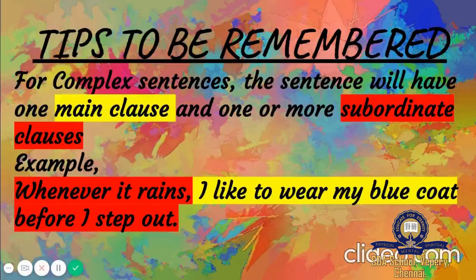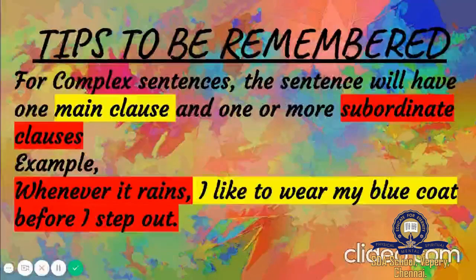Good. I hope now you all have understood what is a simple, compound, and complex sentence and how to identify each of them. So the follow-up work for this class is to write 5 complex sentences like this sentence: whenever it rains, I like to wear my blue coat before I step out. It should have 2 subordinate clauses and 1 main clause.